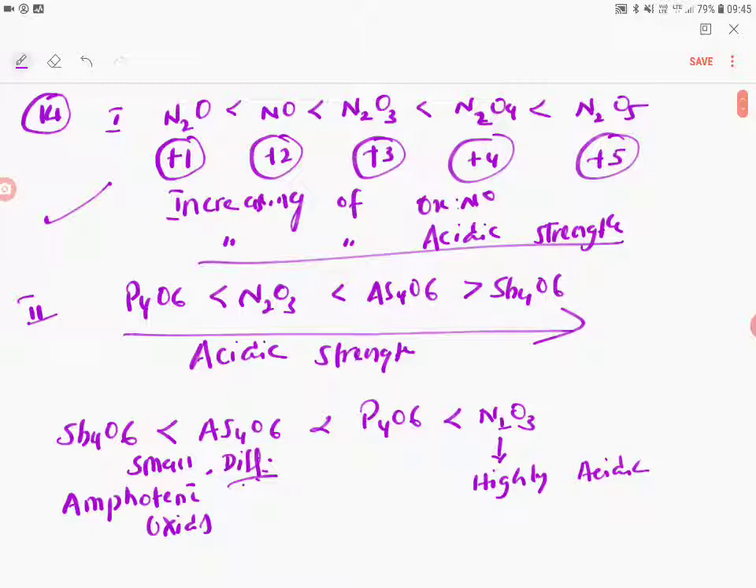So always oxide of nonmetal is highly acidic, generally. Okay. When you come to d block elements, this rule will fail for some oxides. And nitrogen is having a very small size compared to phosphorus. Therefore, the acid it produces will be stronger than that of phosphorus.